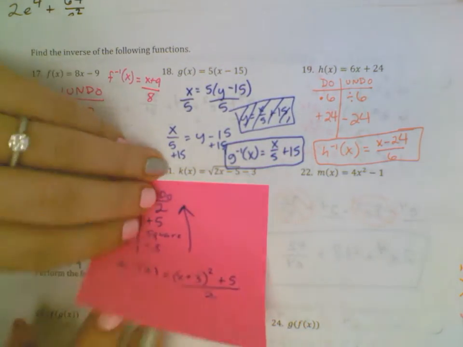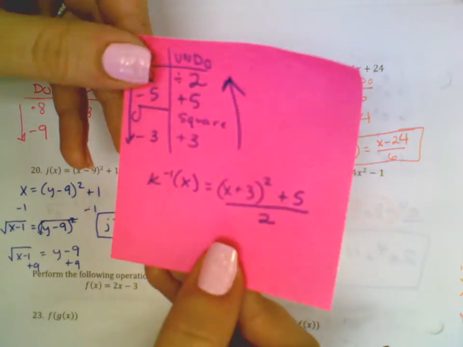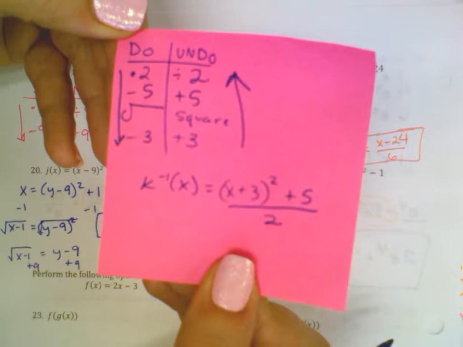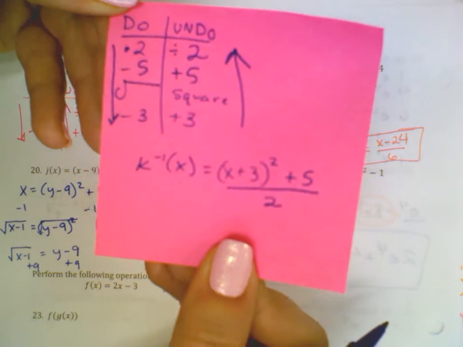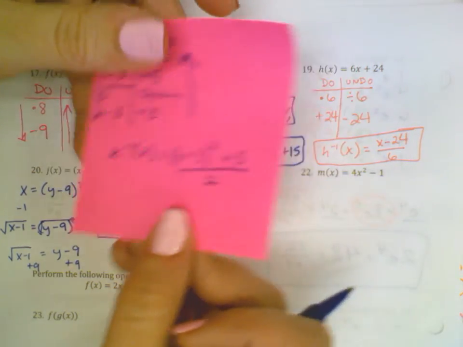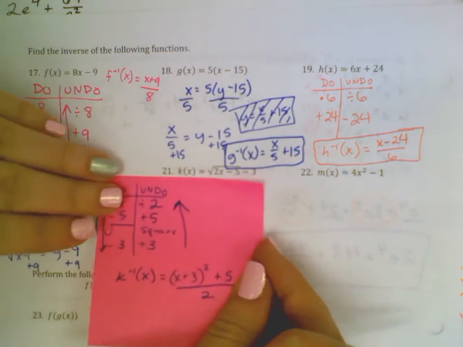Oh, that's kind of hard to see. Looks a little fuzzy. If you're having trouble seeing this, the answer key is online as well. So that takes care of 21.